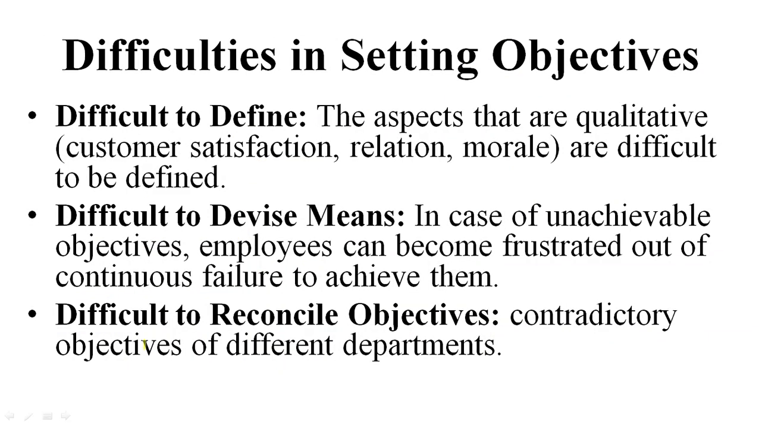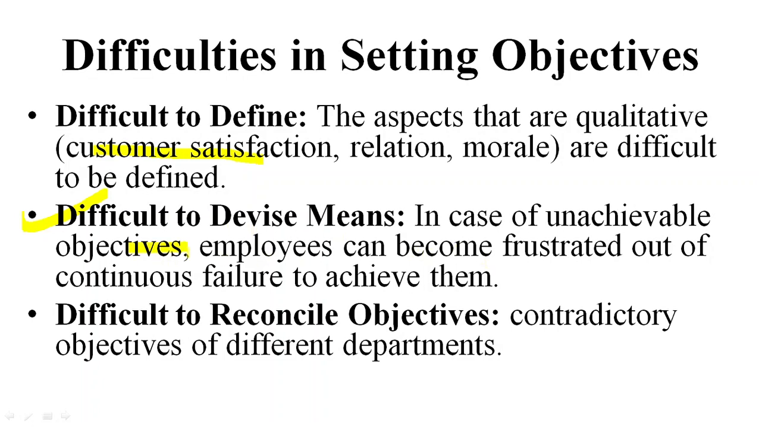So there are some difficulties in setting objectives. Some objectives are difficult to define. There are some variables, some qualitative aspects like customer satisfaction, relations, morale of employees, that are difficult to define. And if you do not have an objective that you can define, then it is difficult to set. So these things are difficult to bring into objectives, and it is difficult to devise means in case of unachievable objectives.